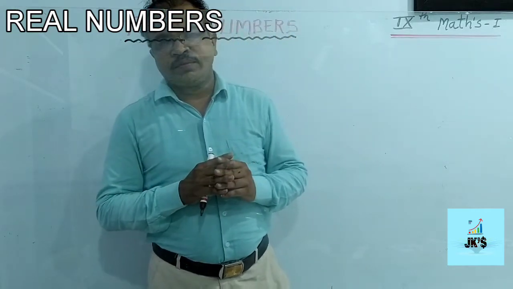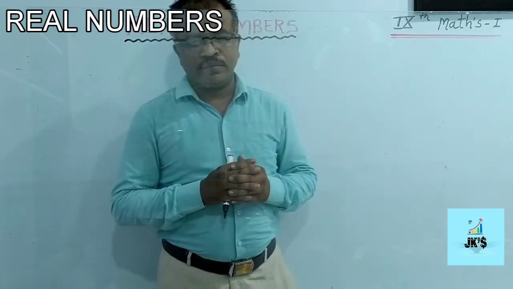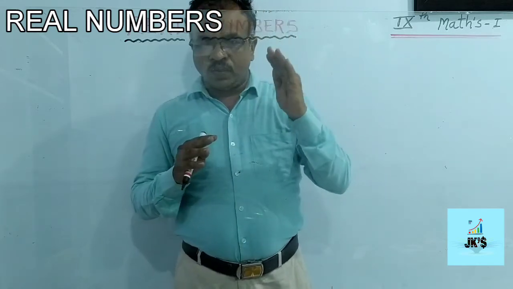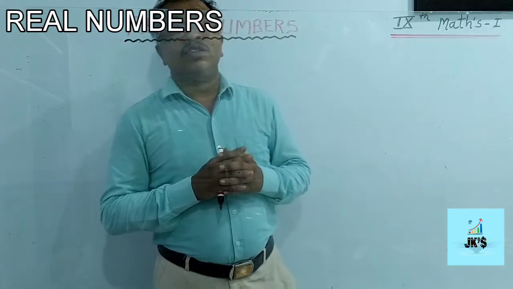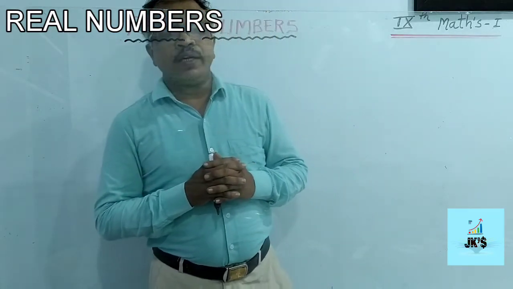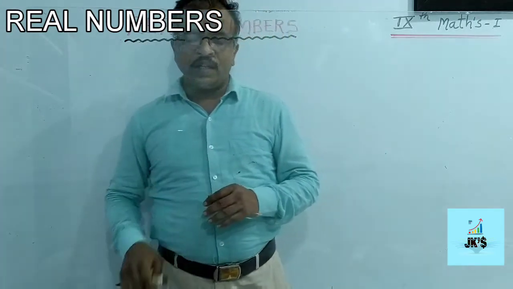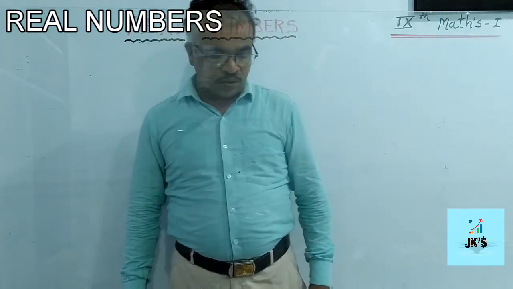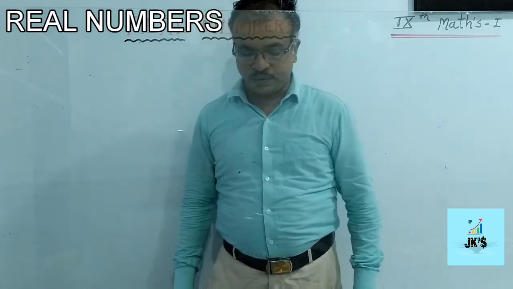After that, when we divide any two numbers and the answer is a fraction, then the integers are also inadequate. Then a new concept of the number system gets generated, that is rational numbers.